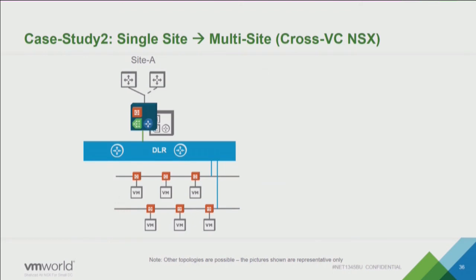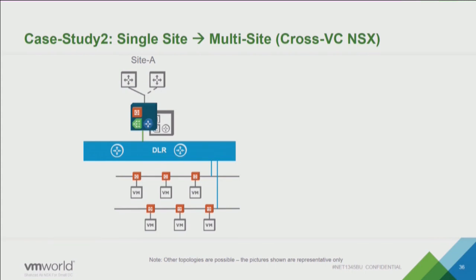Another case study is going from a single site to a multi-site. When you're planning for that small DC deployment, this is another one to keep in mind. As Shahzad had said, a lot of the smaller data centers will actually use cross VC for disaster recovery. It's a fantastic use case.